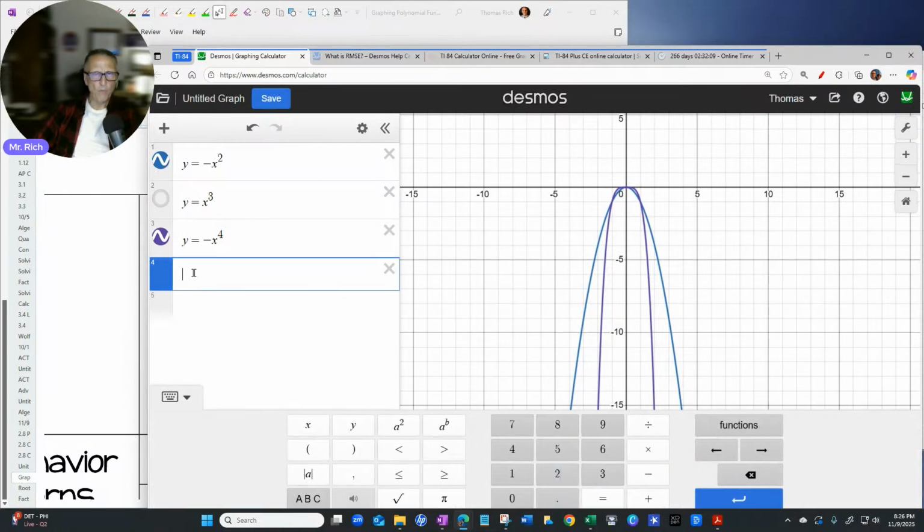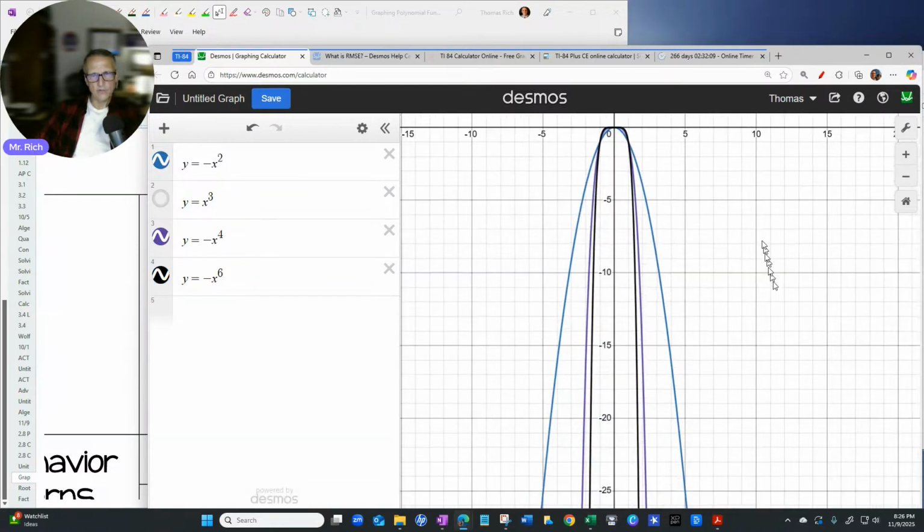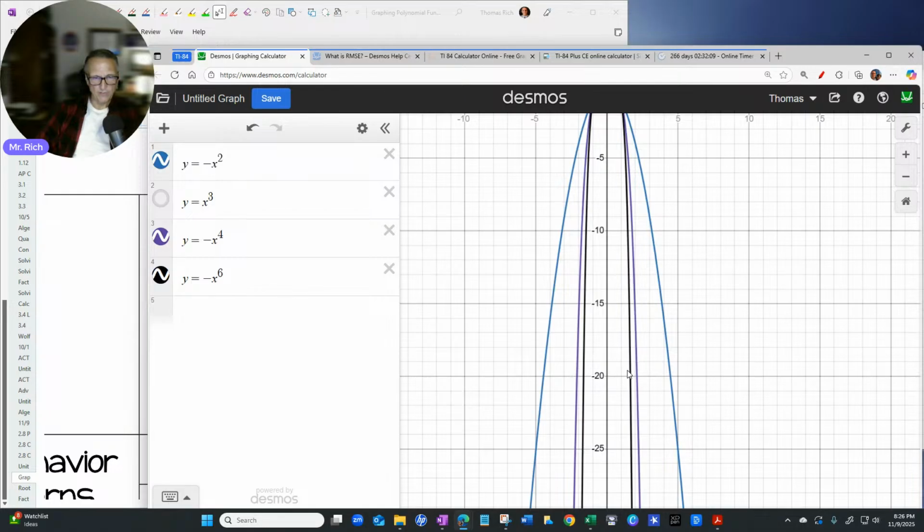I'm going to graph one more. I'm going to graph a sixth degree polynomial. And it should be no surprise, it is going to be going down, but faster. So what I want you to see is that when the degrees are even on a polynomial, and remember, degree is the highest power on the variable x.